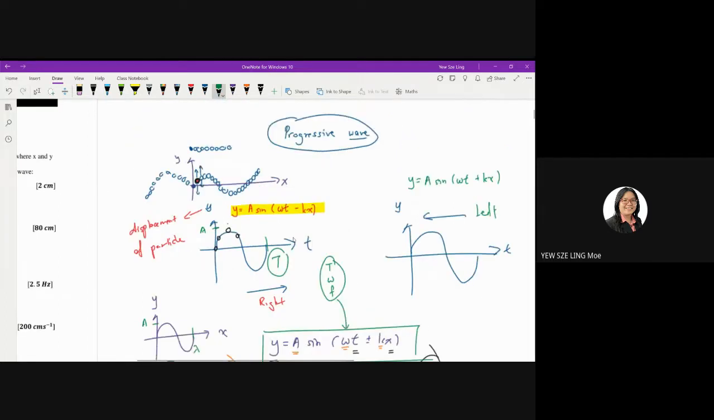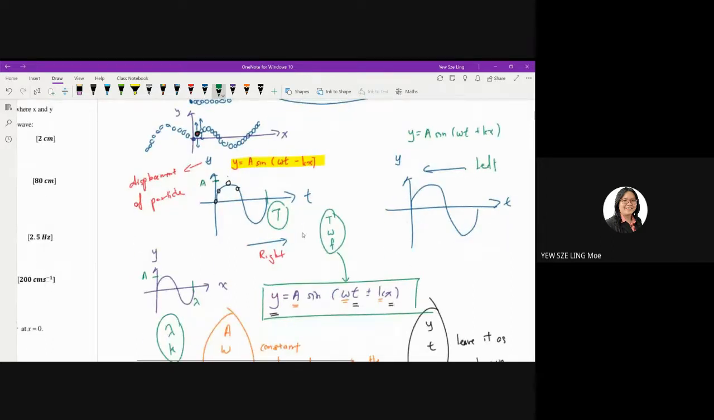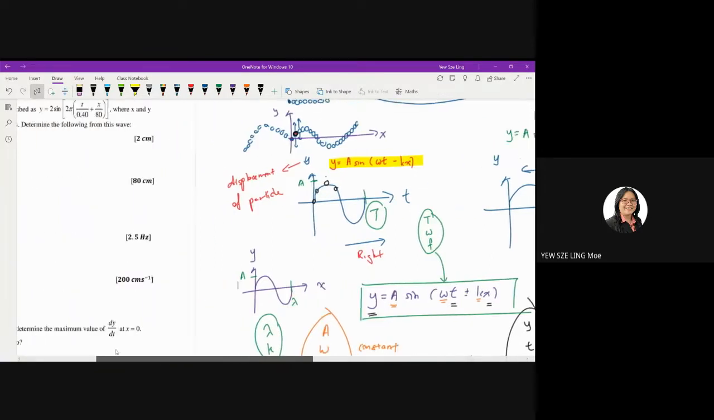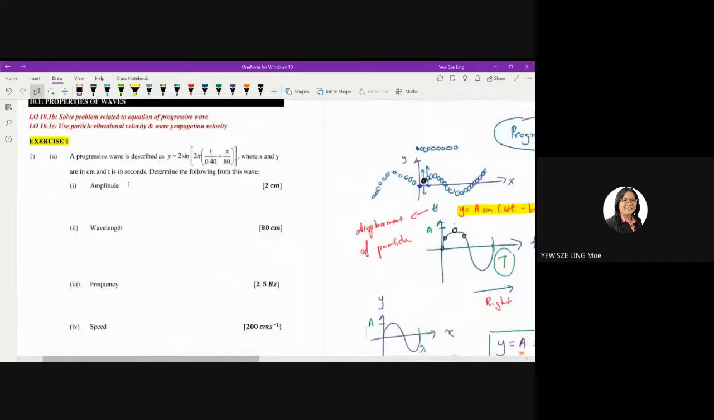So basically that is a quick summary for a progressive wave. We looked at how to use and interpret the equations, and also the graph: what we can get from the graph and how to form the equations based on the graph. So now let's go back to the questions.